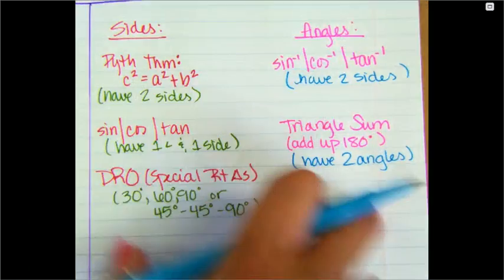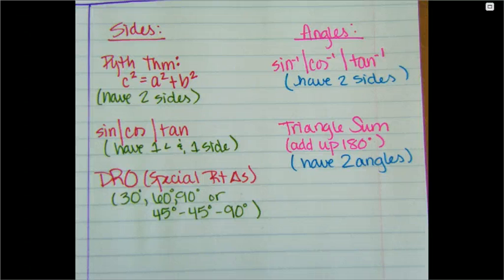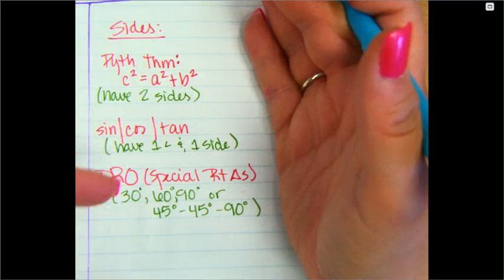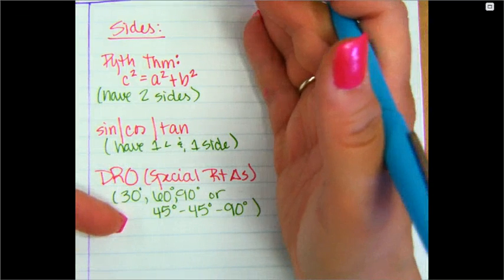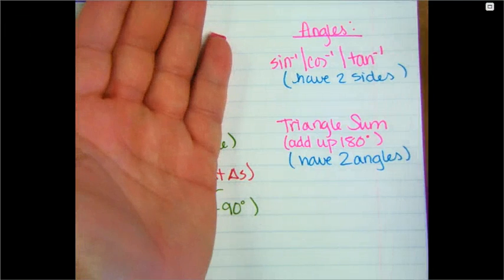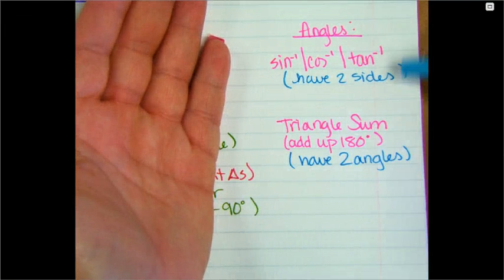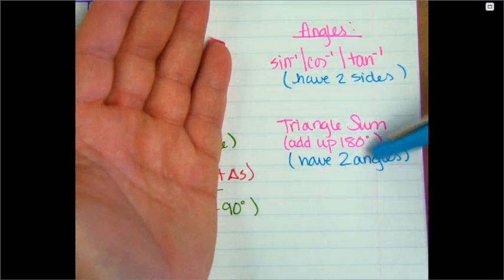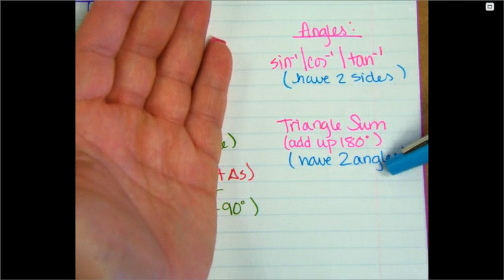So you kind of use this like a flow chart a little bit. Not really a flow chart, but look at it and say, okay, I'm looking for sides. Now what do I have? Do I have two sides? Do I have one side and an angle? Or do I have a 30, 60, 90? And then you're going to look over here and be like, okay, I need to find the angles. Do I have two sides? Or do I have two angles and I just need to find one? Then I can use this. Make sense? Okay.